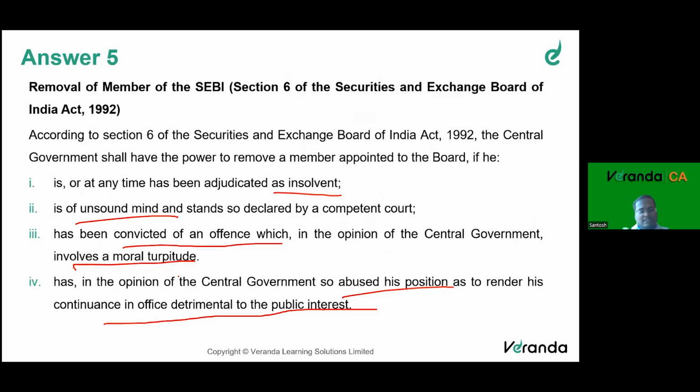So just take down this one. This particular Section 6 becomes most important for you to write this answer. So remember this Section number 6. What does Section number 6 say?